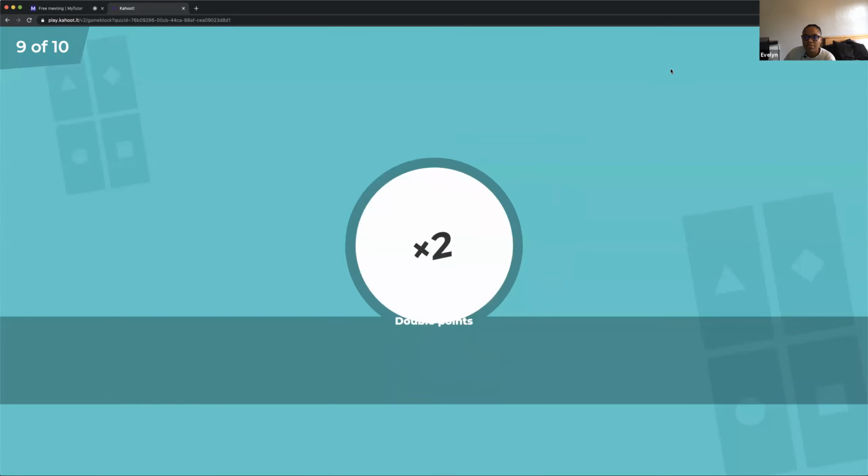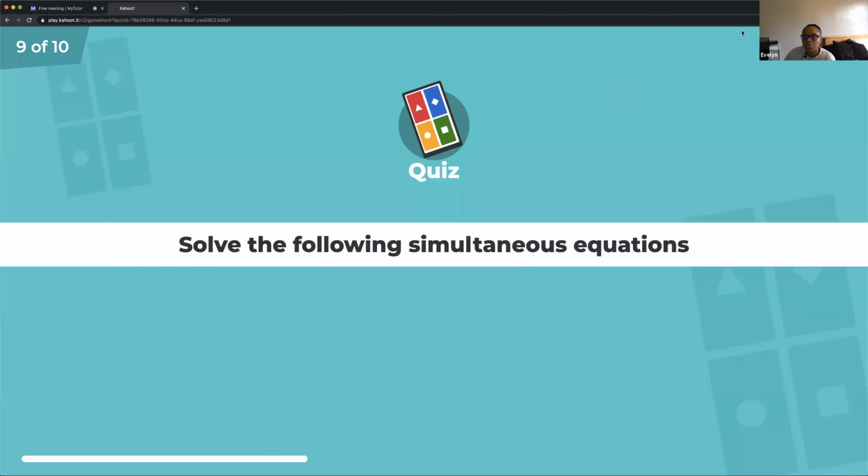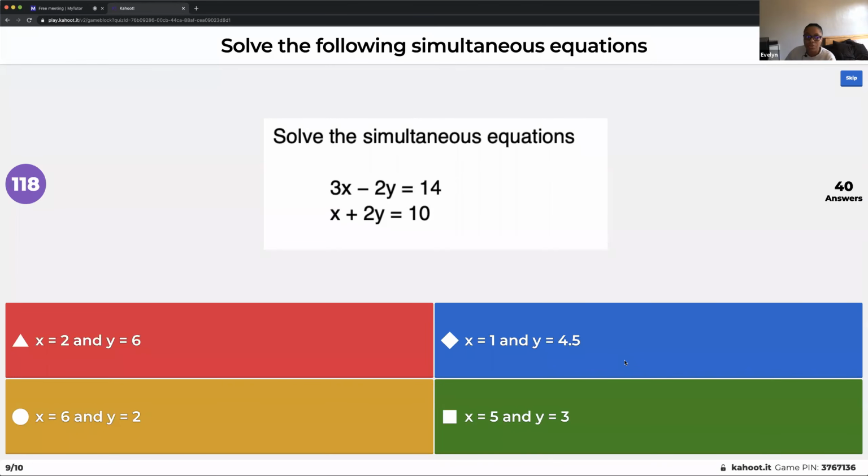Have a go at this next question. It's worth double the points, and I think we might skip the last question just for time. So this one is, you have 2 minutes to solve this simultaneous equation. Have a go at it. Make sure to get both x and y values.